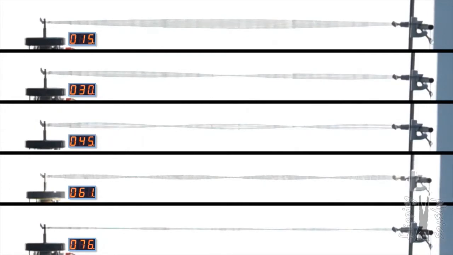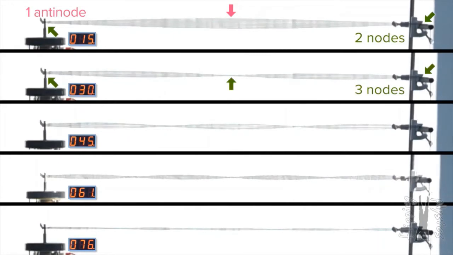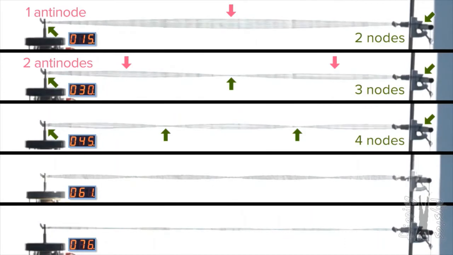Sure. 15 hertz has 2 nodes, one on each end and one antinode in the middle. 30 hertz has 3 nodes, one on each end and one in the middle, and 2 antinodes, one between each pair of nodes. 45 hertz has 4 nodes, again, one on each end, and then 2 more nodes, which split the string into 3 parts, where at the center of each part is an antinode.